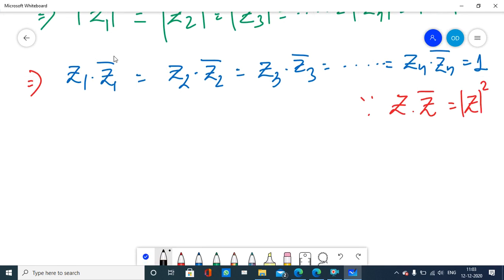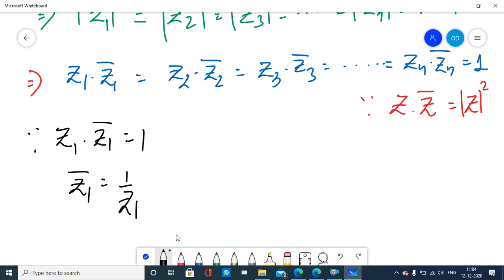Now, you see that Z1 into Z1 conjugate is equal to 1, isn't it? Because they are all equal to finally 1. So this is equal to 1. Then obviously, if I divide both sides by Z1, then Z1 conjugate is equal to 1 by Z1, isn't it?